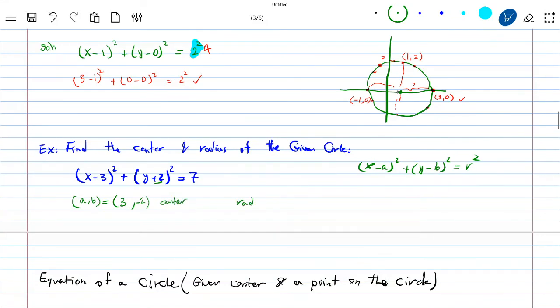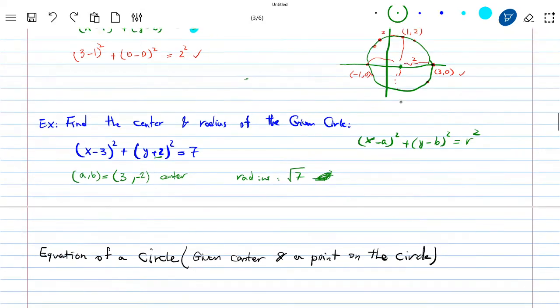What is the radius? The radius is not supposed to be 7. 7 is r squared. So what is r? r is basically the square root of 7. You take the square root of the other side. If it was 7 squared, then sure, the radius is 7. But since it's only 7, the radius must be the square root of 7.